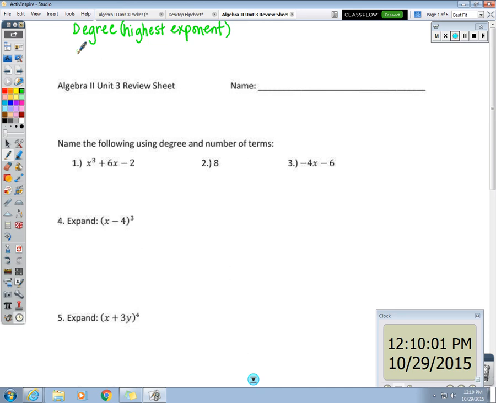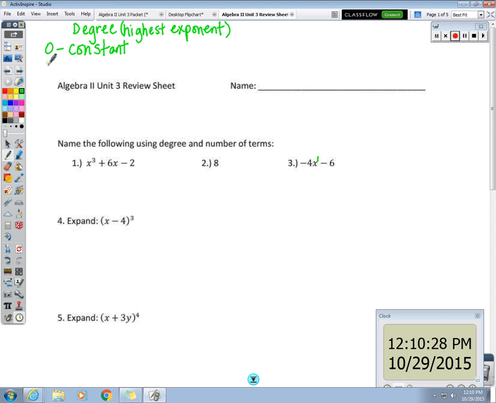So if the highest exponent is 0, that's known as a constant. Now, the only time you're going to have an exponent of 0 is when there's no variable at all. Okay, because like look at number 3. This x, I don't see an exponent, but since there's an x, doesn't that mean that it's raised to the first power? But over here, there's no variable, so that must mean it's raised to the 0 power.